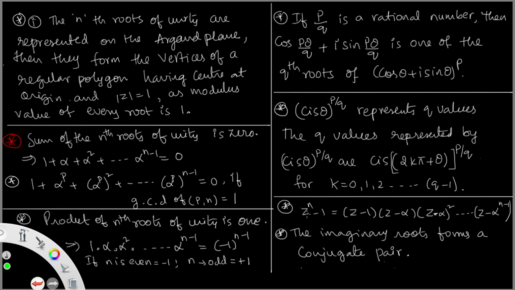Whereas z power n minus 1 equal to 0 can be written as factors: z minus 1, z minus alpha, z minus alpha square, and so on up to z minus alpha to the power of n minus 1. Then the imaginary roots form conjugate pairs. The roots will form conjugate pairs.